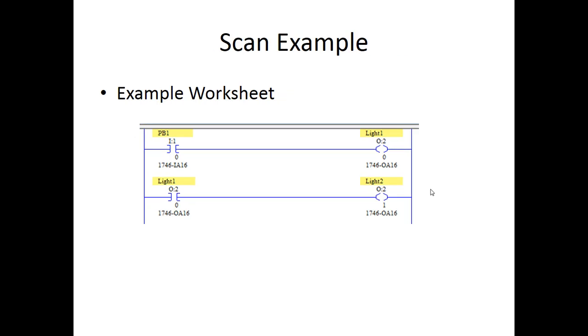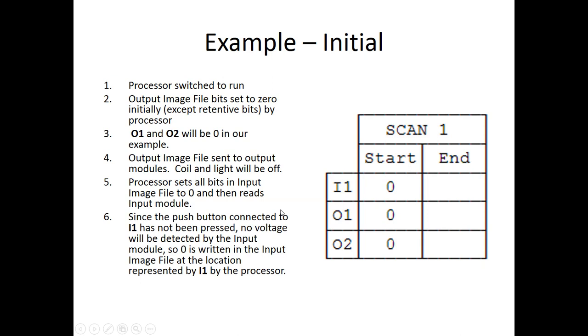You have a scan example worksheet, and what we're going to do is take a look at this where PB1 would turn on a light. When this light comes on, it closes the contact and turns on the next light. Okay, so let's take a look at the scan worksheet.